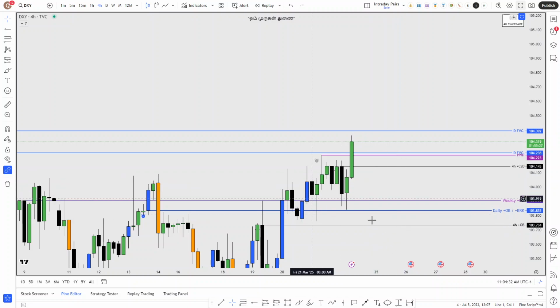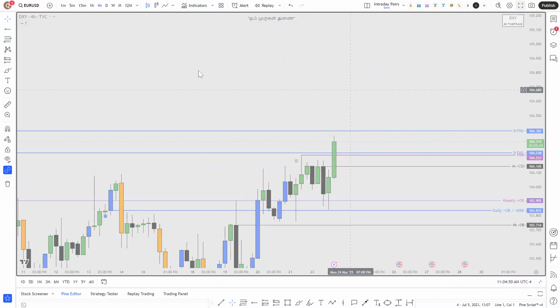So we were expecting this daily OB to be tapped by today morning, but it didn't happen. But now Dixie is forming a 4 hour CSD confirmation here. If it forms, then from tomorrow onwards, we can expect short entries in other forex pairs. That's it. So now moving to euro.